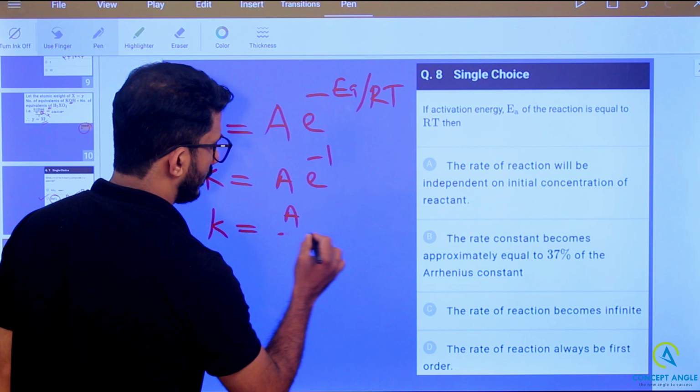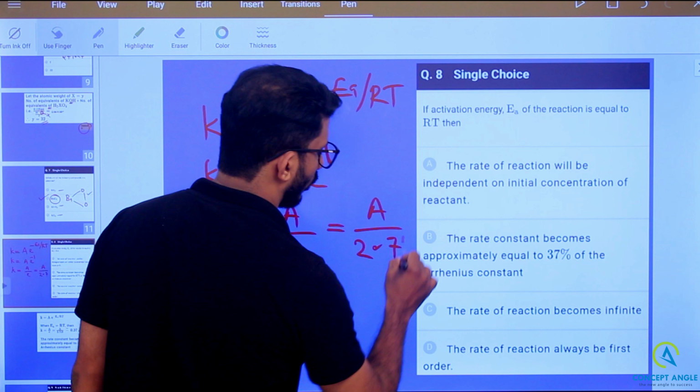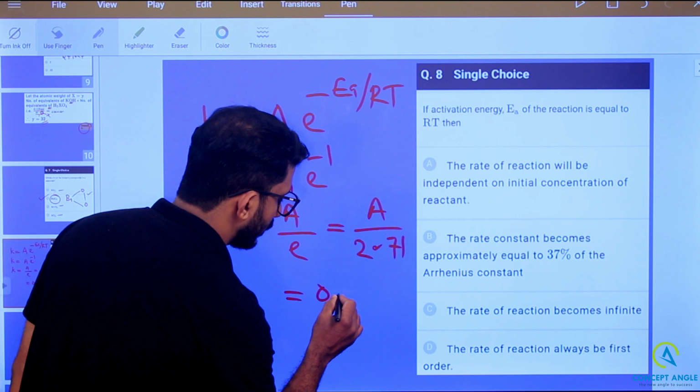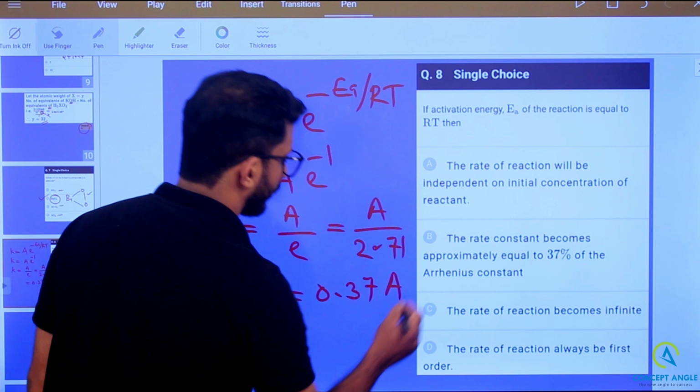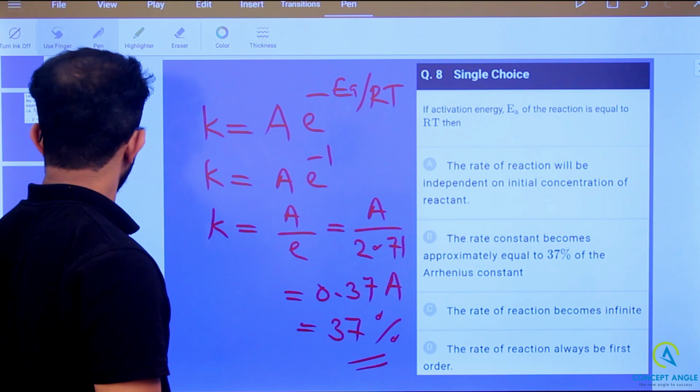So K is equal to A by e. What is the value of e? That's equal to A divided by 2.71. And that will be equal to 1 by 2.71, which is equal to 0.37A. That is equal to 37%. Okay, this is a simple question and this is the solution.